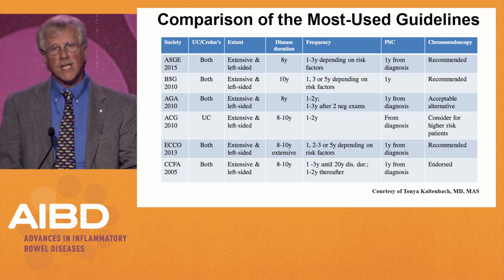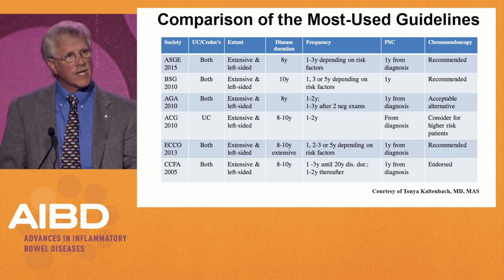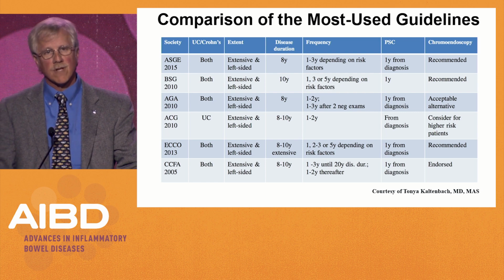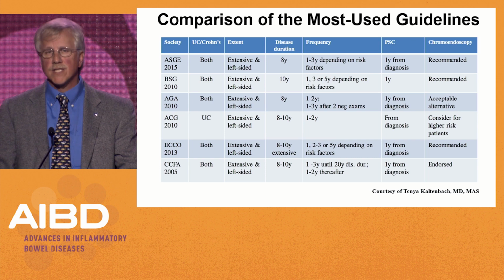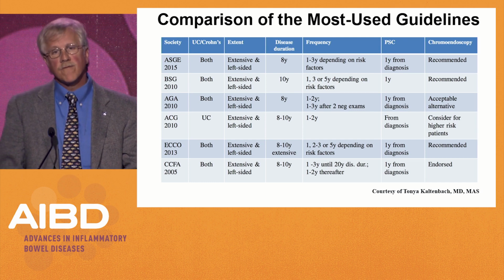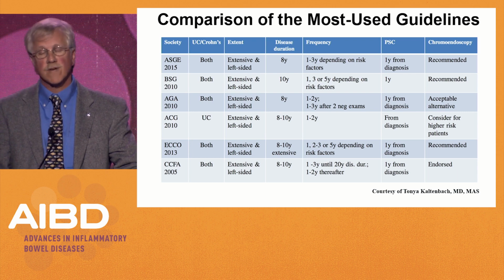So these are the recommendations from the most recent series of societies. You can see ASGE, BSG, AGA, ACG, ECCO, and the Crohn's and Colitis Foundation. All recommend doing surveillance in patients who have extensive or left-sided ulcerative colitis. You begin surveillance 8 years after onset of symptoms, not necessarily onset of disease or diagnosis of disease. Many patients will have smoldering symptoms for several years.